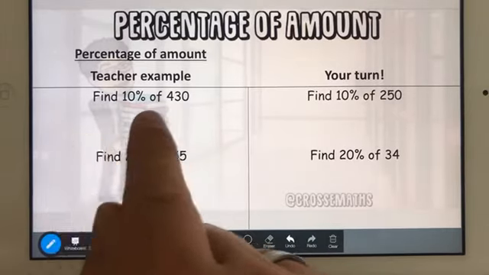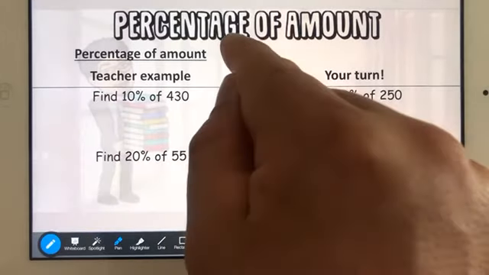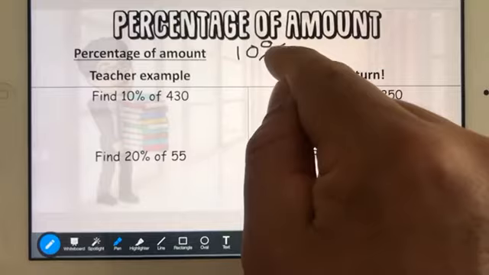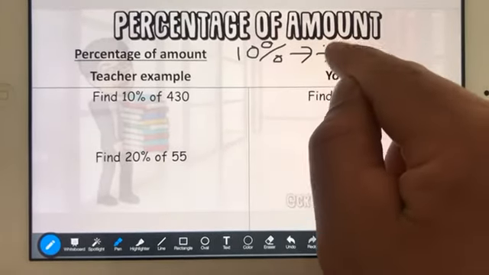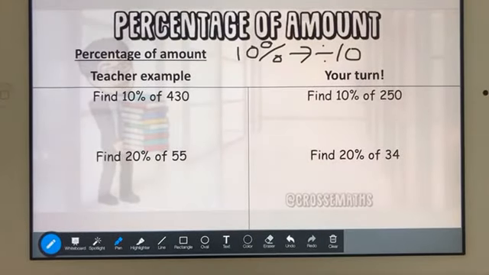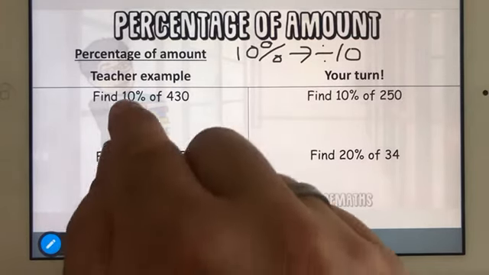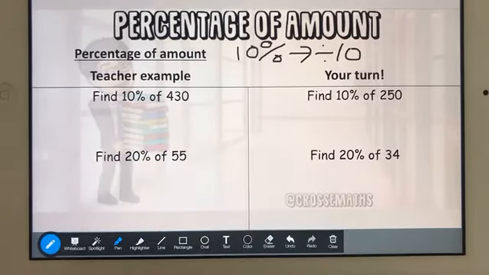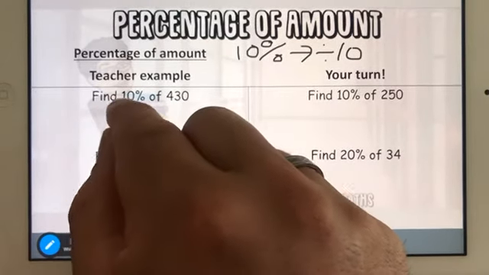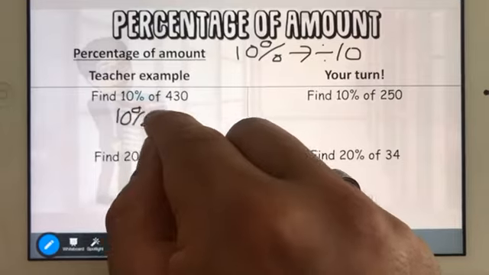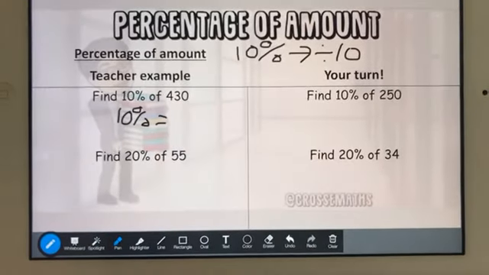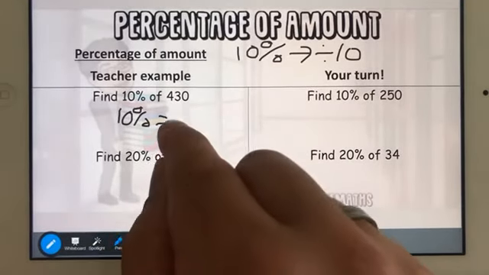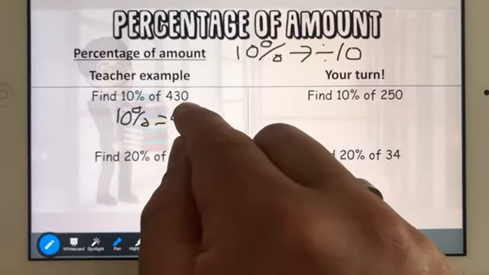Find 10% first. 10%, the way to find 10%, I'm going to put it up here, this bit. 10% is just divide by 10. Okay, it's very, very straightforward, finding 10%. It's always the first one you do. So even if you've got a question like this, whatever question you've got, 45%, whatever, always find 10% first. Now, if you've got a number that's got a 0 on the end, and you're dividing by 10, you can just chop that 0 off. So 10% of 430 is just 43.